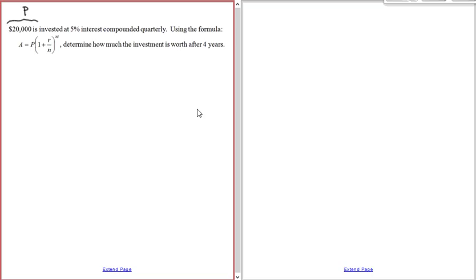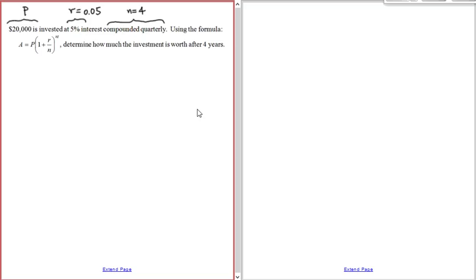Invested at a 5% interest rate, so the r is the 5%, or we turn it into a decimal number. 5% means 5 over 100, so that means 0.05. What about the compound quarterly? Compound quarterly means n is equal to 4. Quarterly means they will give you interest 4 times. So n is equal to 4.